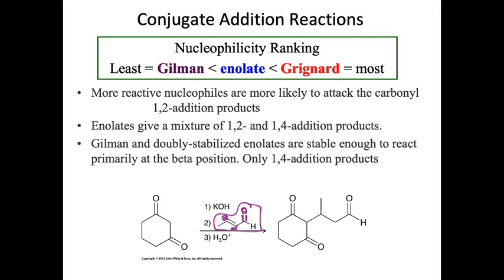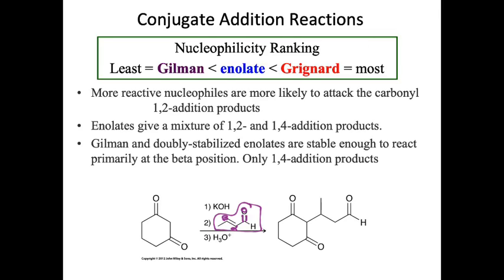Enolates, as far as stability, fall smack dab in between both the Grignard and the Gilman. What's the problem with that? I'm going to get both. If I use an enolate as a nucleophile with an alpha-beta unsaturated ketone, I get both the 1,2 and the 1,4, which means my yields suck. And I'm going to have a giant mixture of products. So using enolates with an alpha-beta unsaturated ketone is a bad idea.